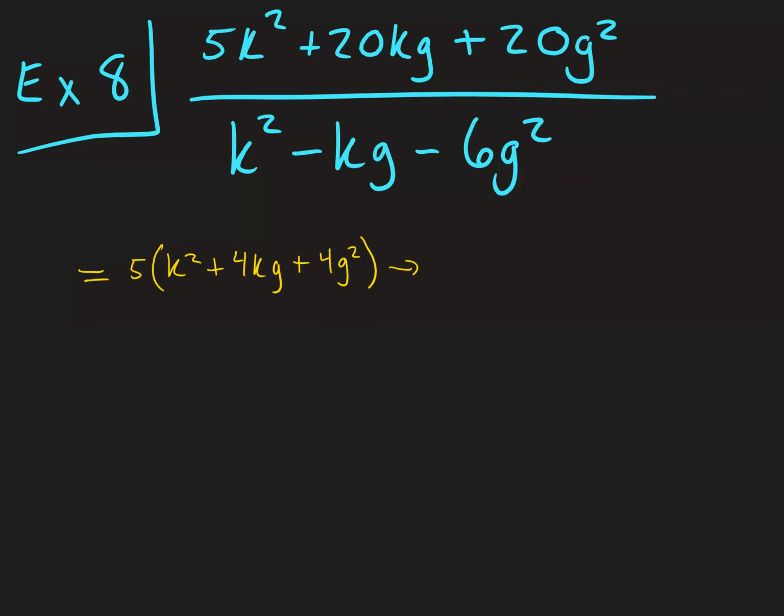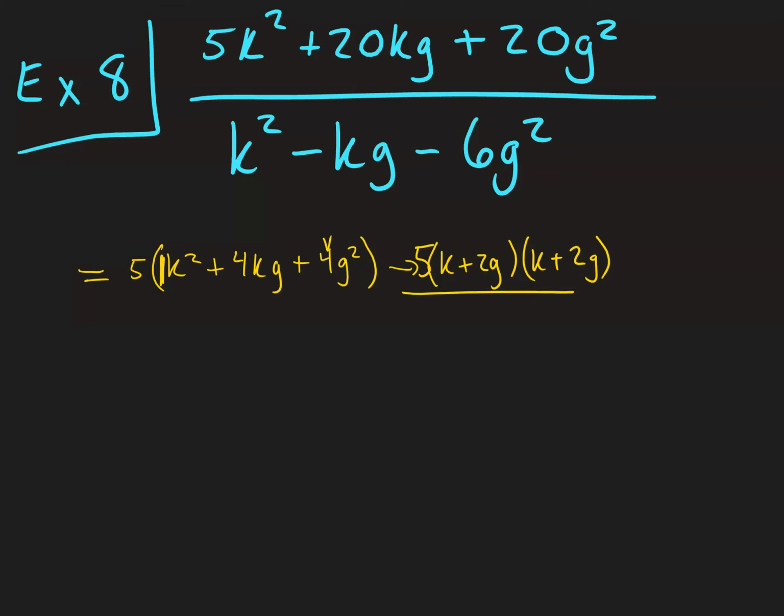Now, factoring a two variable expression is just like factoring a one variable expression. I know that since my a value is equal to 1, I really just have to think of factors of 4 that add up to 4. So what I'm going to end up with is going to be k plus 2 times k plus 2. Now, because I have another variable in here, I'm just going to add a g to both of these. So we get k plus 2g times k plus 2g times the original 5 that we factored out. So here we have our numerator.